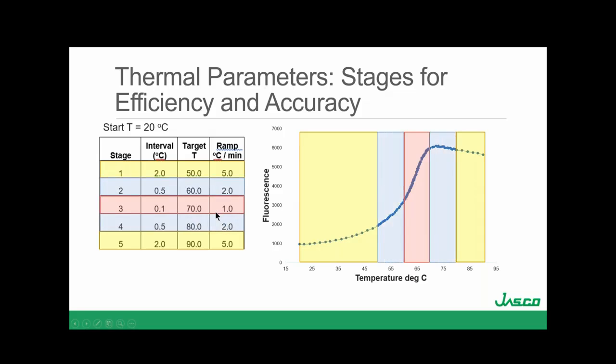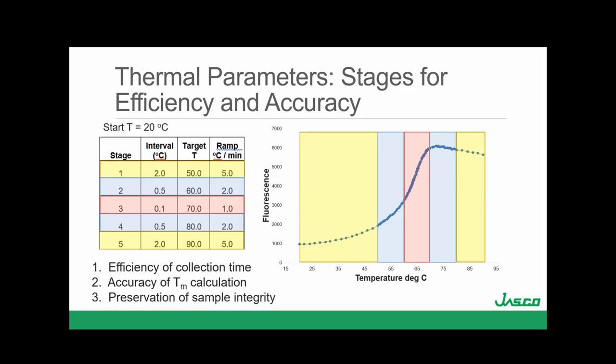Now, these other two regions are up to the user. I personally find it helpful to put these somewhere in between, because I'll show you in data analysis that it helps to more clearly define this slope, and having a little more data there is useful. So we have efficiency of collection time, because now we're not collecting the whole melt at 0.1 intervals. We can go fast where we need to go fast, and slow where we need to go slow. We get accurate calculation of our Tm and preservation of sample integrity, because now we've decreased the collection time and minimized the heat exposure of our sample.